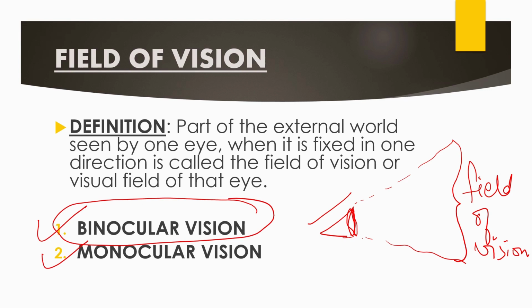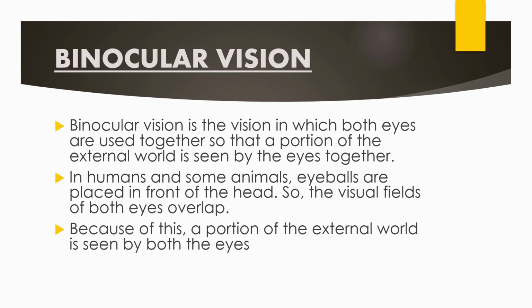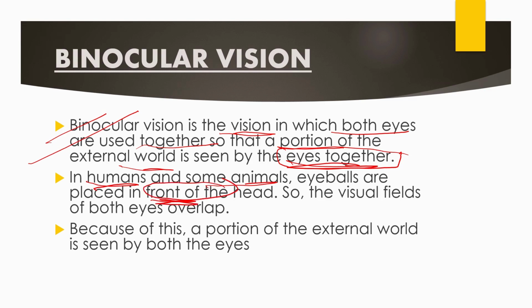Binocular vision is seen in human beings and some animals, whereas monocular vision is seen in lizards, dogs, and others. What is binocular vision? It is the type of vision in which both eyes are used together so that a portion of the external world is seen by the eyes together. Please mark it. Here both the eyes view the same thing at the same time. Examples are humans and some animals. The eyeballs are placed in front of the head, whereas in monocular vision, the eyeballs are present at the side of the head, which we will discuss in our next slide.